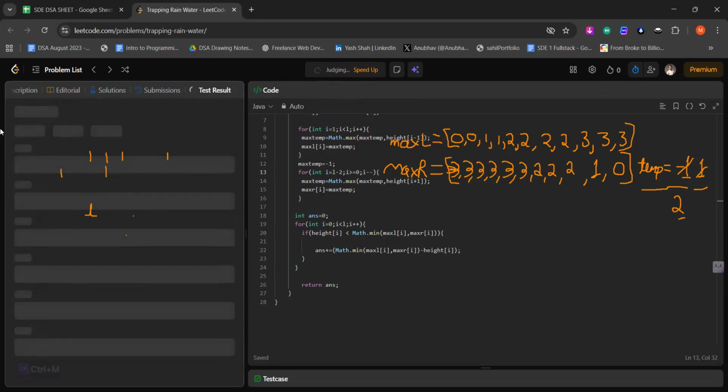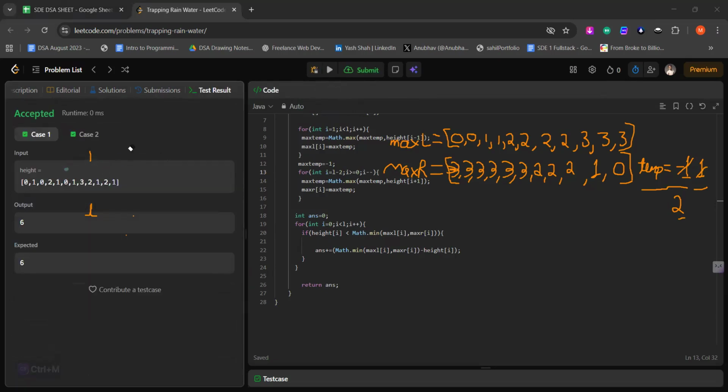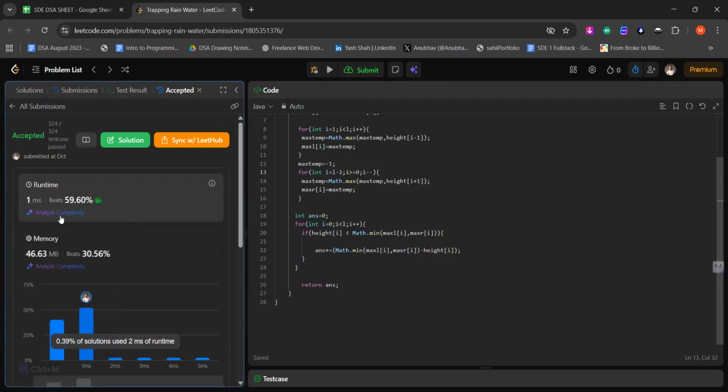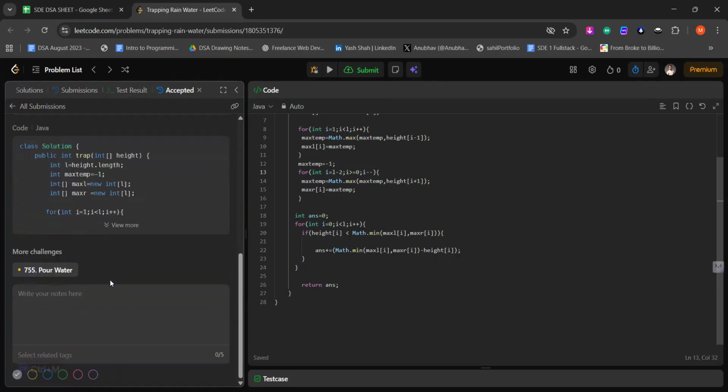In this way, it passed all the test cases. Let me show you by submitting it. So since 1 millisecond taken, submitted properly, 324 test cases have been passed.